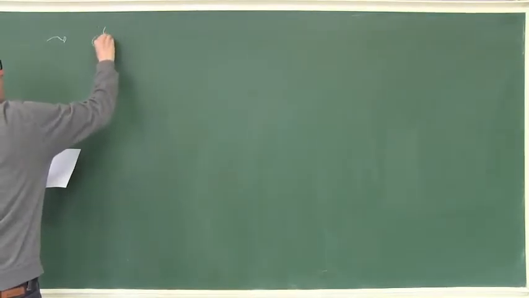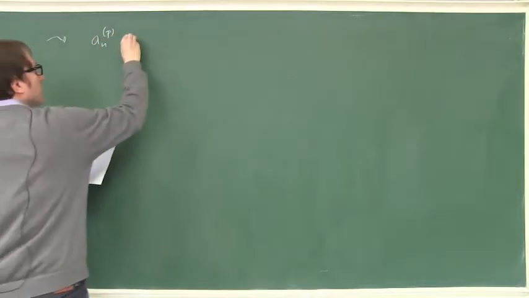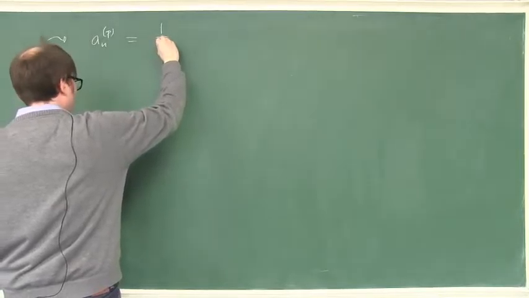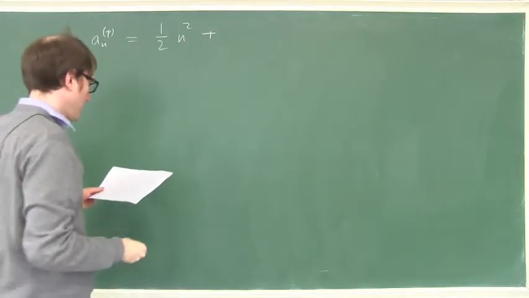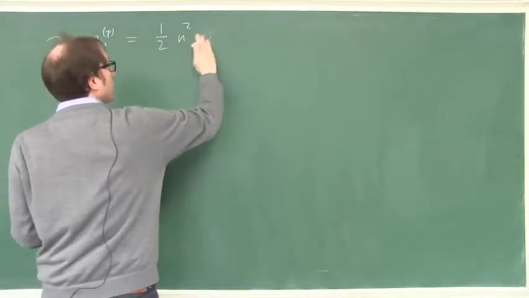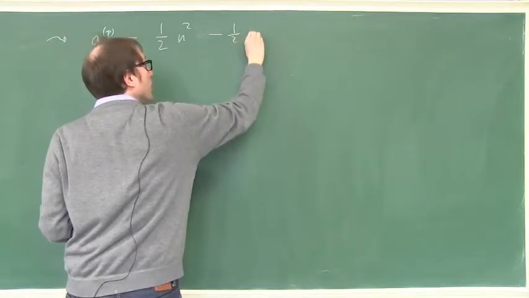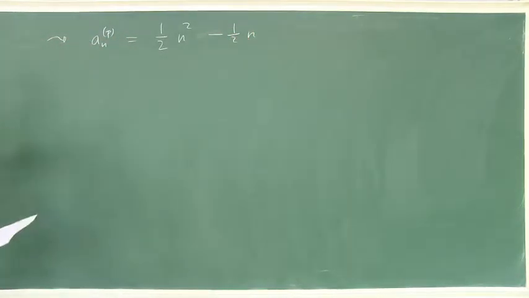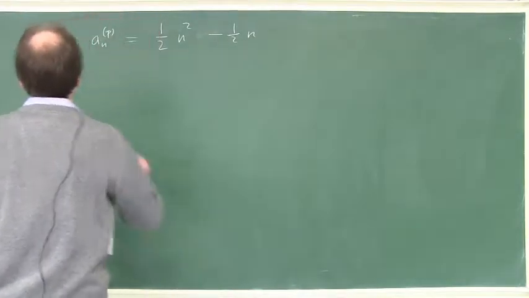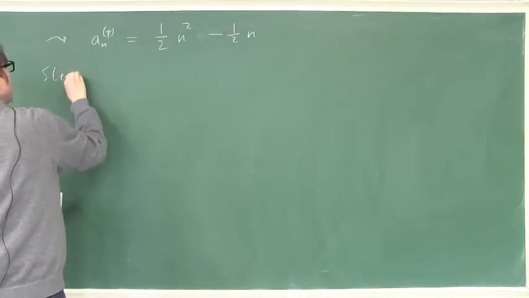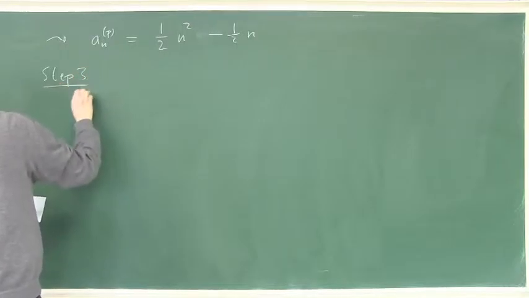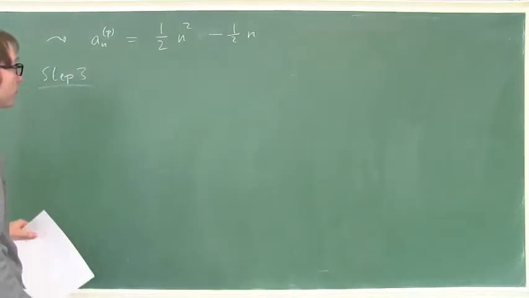Okay, and so what did you just see? The particular solution a_n^p is 1/2 n squared plus b n, which in that case was actually minus 1/2 n. And so this is a specific particular solution of a non-homogeneous recurrence relation. And so finally, step 3 is to just put it together.